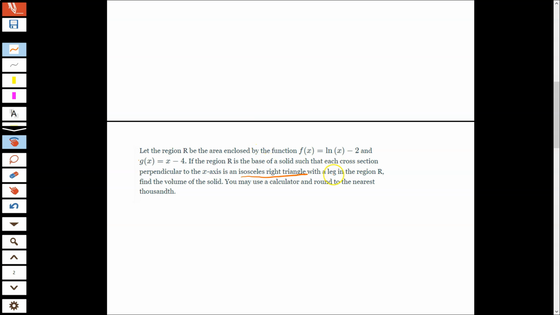So an isosceles right triangle has the property that base and height are equal, right? So base is equal to height, so really this could be like, I don't know, base, and then the area would be just 1/2 base squared, right? So the reason it gives you that is because the calculation is a lot easier than if it was just any triangle, because we'd have to worry about the changes in the height as well. Okay, so isosceles right triangle with a leg in the region R.